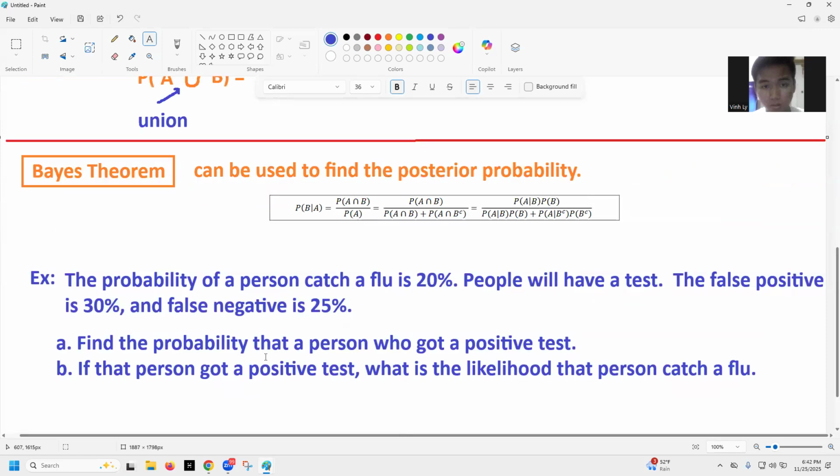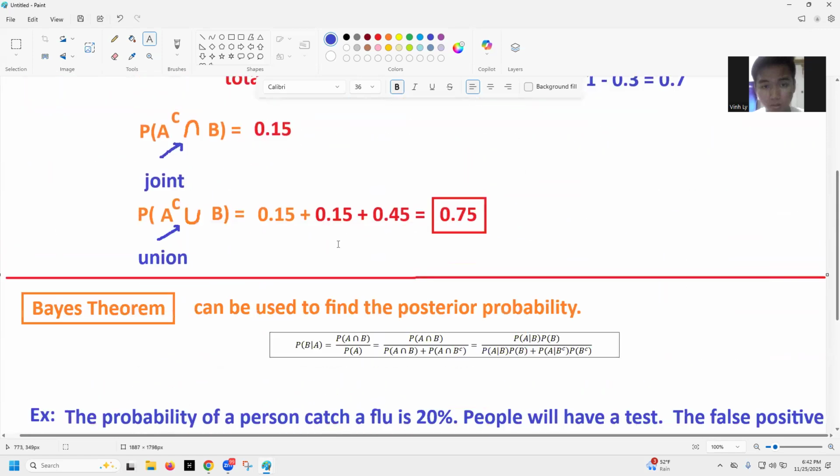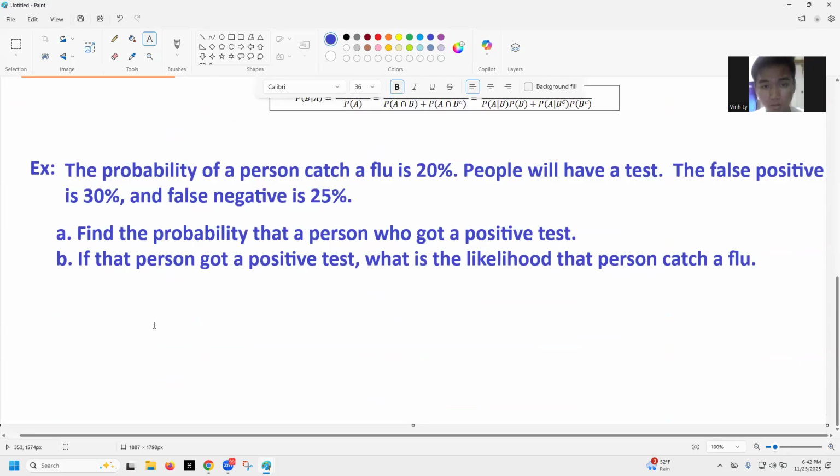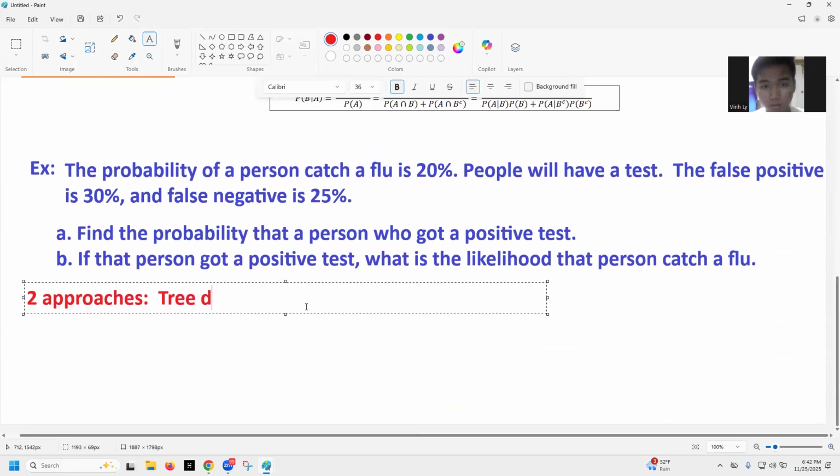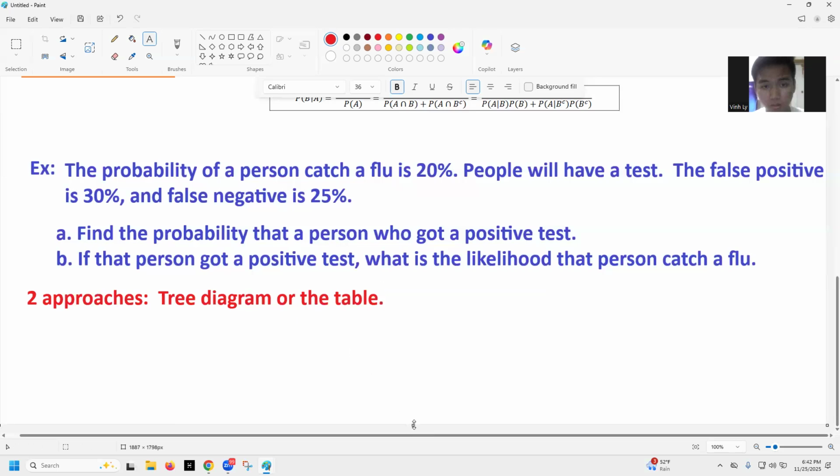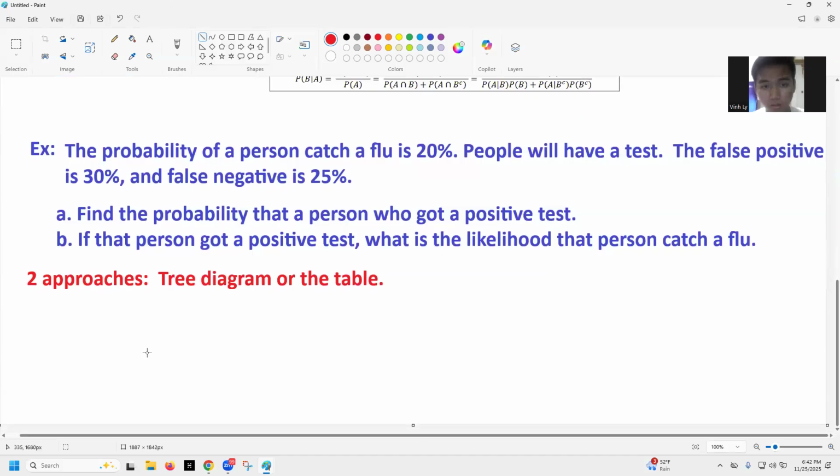So there are two ways of doing it. You can make a chart like that. We can also make a tree diagram to answer this question. So the two approaches: the tree diagram or the table. So let's say A, A complement, B, B complement. Okay. All right. So let me start off with a question.